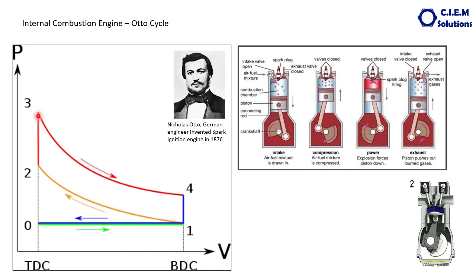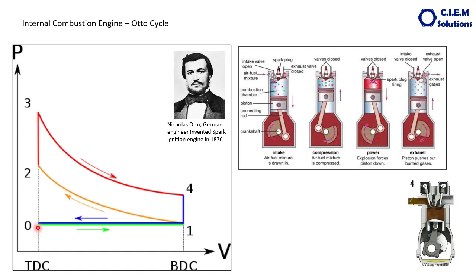Mainly, the combustion process or the thermal energy generated here in the Otto cycle is at constant volume. Constant volume. Okay. This is the main difference. Now see the sequence one by one.